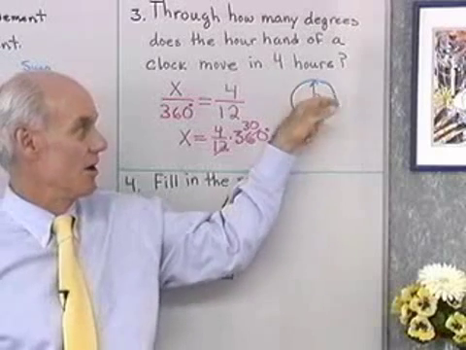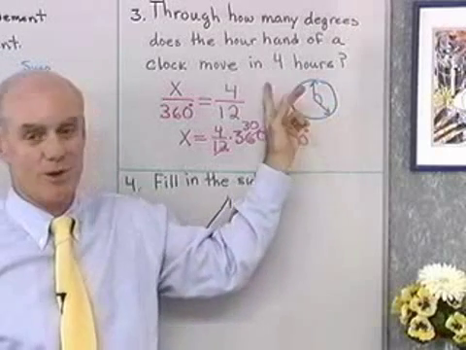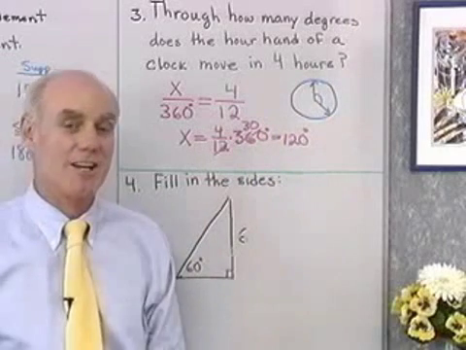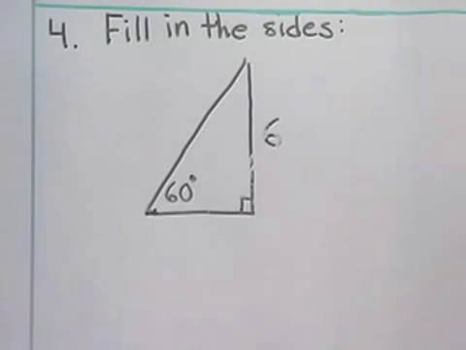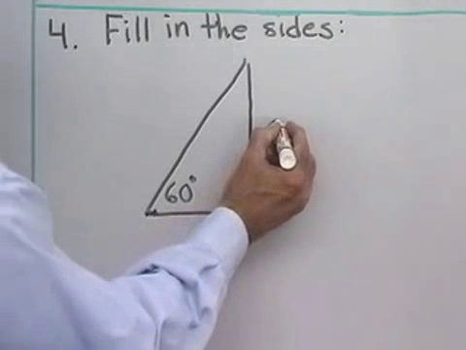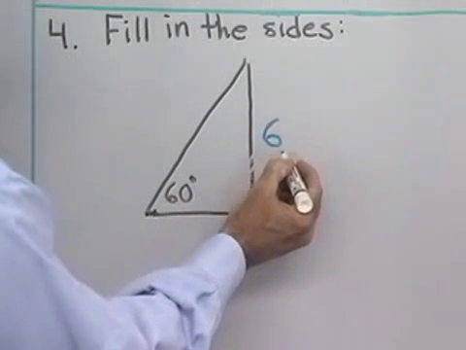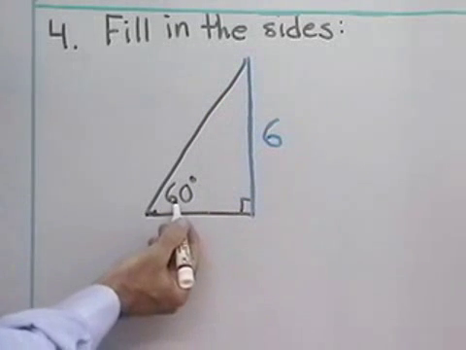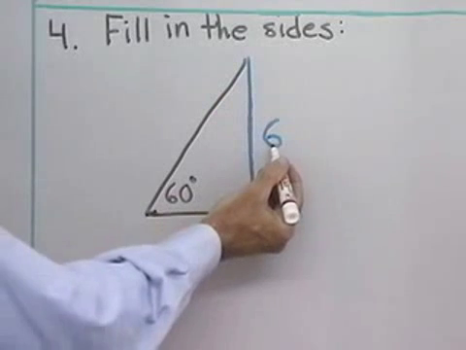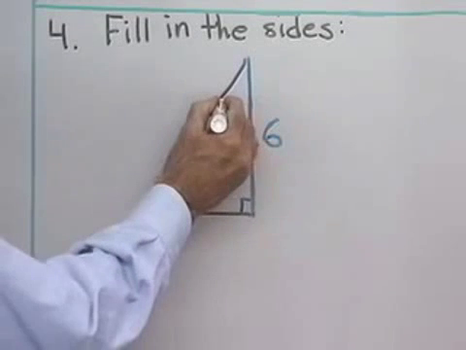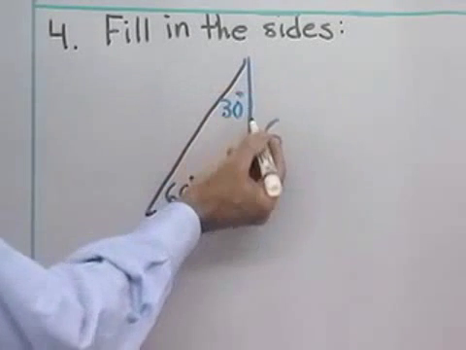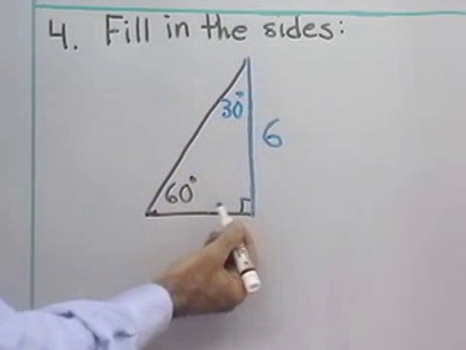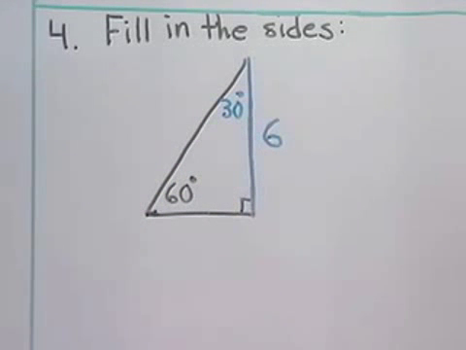I just started at 12 and went to 4, but you could start at 4 and go to 8, 8 and go to 12, whatever you wanted. Here's another problem. It says fill in the sides. I have a little right triangle here. This side is 6, right there. This is 60 degrees. That's 6. That's 90 degrees. So this must be 30 degrees. So I have one of my 30, 60, 90 triangles, a 30, 60 right triangle.